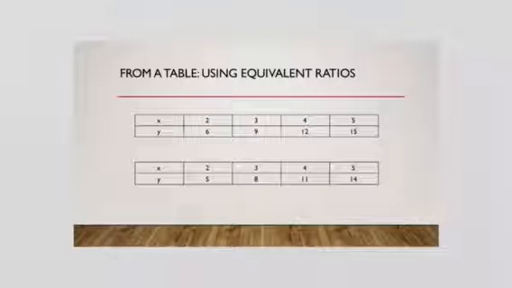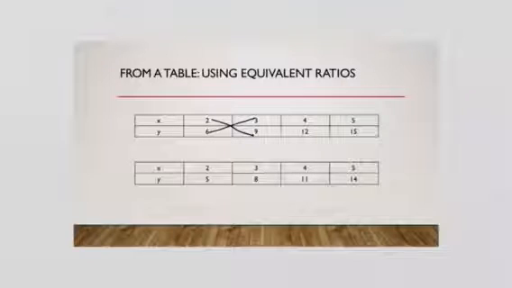You can also look at a table to see if two things are proportional. So in our first table, let's see if y and x are in a proportional relationship. Well, we can do ratios. We can also do cross products.